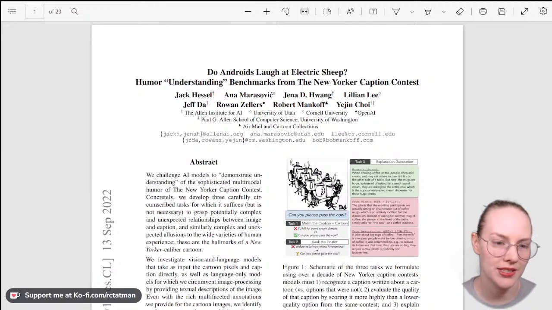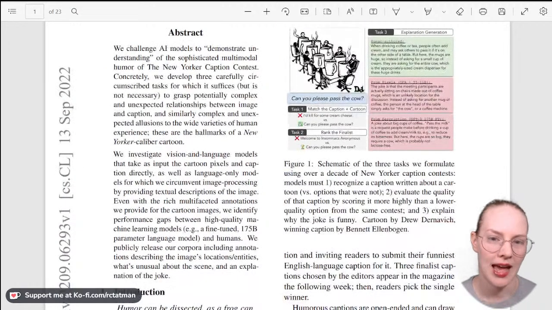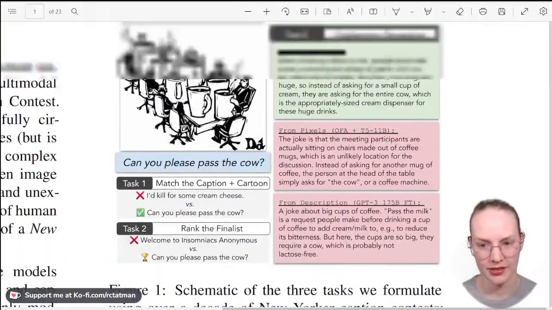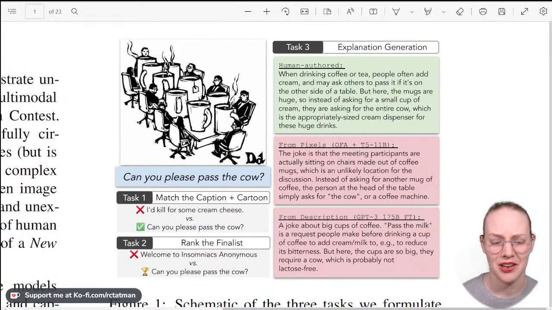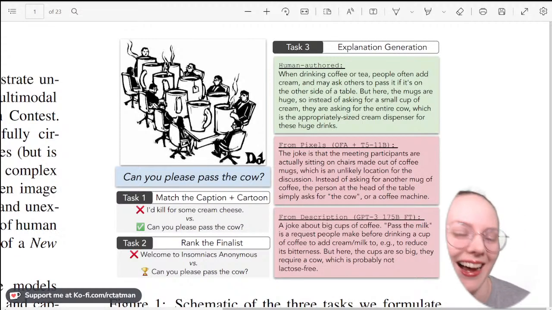All right, so this is a preprint from also OpenAI, University of Washington. The Allen Institute for AI is also in Seattle. This Allen and this Allen are the same Allens. The University of Utah and Cornell. And it is about The New Yorker. So if you're not familiar, The New Yorker is a US news magazine.